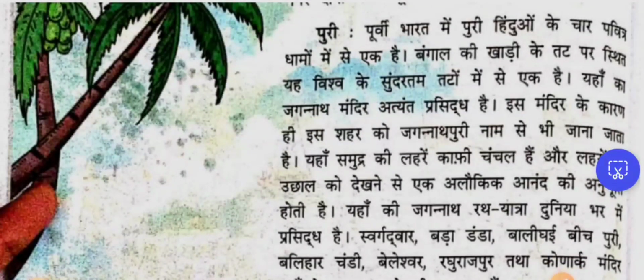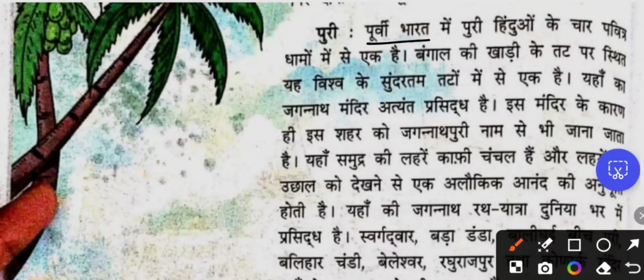Puri, पूर्वी भारत में पुरी हिंदुओं के 4 पवित्र धामों में से एक है. So पूर्वी भारत is eastern India, the east part of India. So in the east part of India, Puri is one among the 4 sacred places of Hindus. So among the 4 holy places, one holy place is Puri.